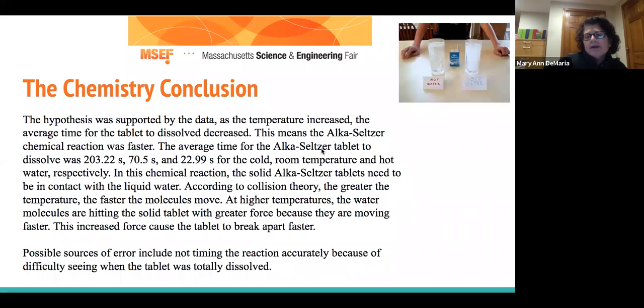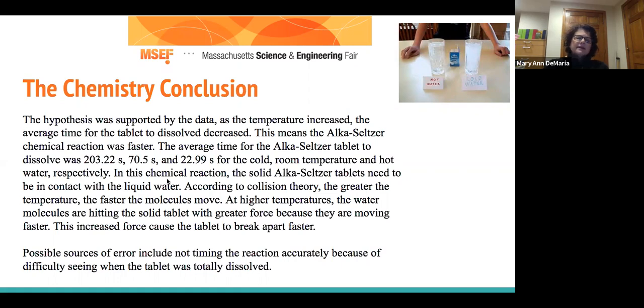The average time for the Alka-Seltzer tablet to dissolve was 203.22 seconds, 70.5 seconds, and 22.99 seconds for the cold, room temperature, and hot water, respectively. I teach my kids this word, and that's why I don't have them rewrite it every time. I explicitly teach what this word respectively means. It means if you have a list here in order, it matches this list in order. So they actually learned this word early on for me. And then here's the explanation. So there's a claim, first sentence. Here's the evidence, this sentence.